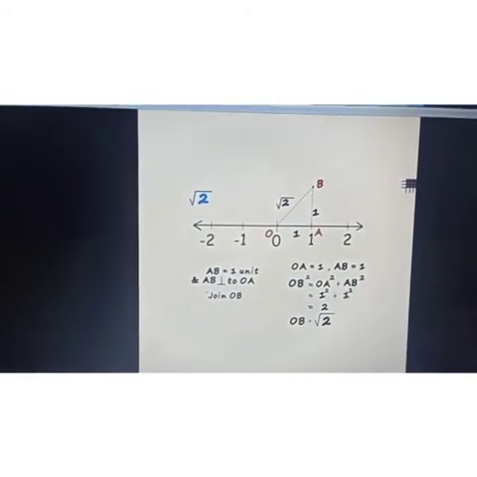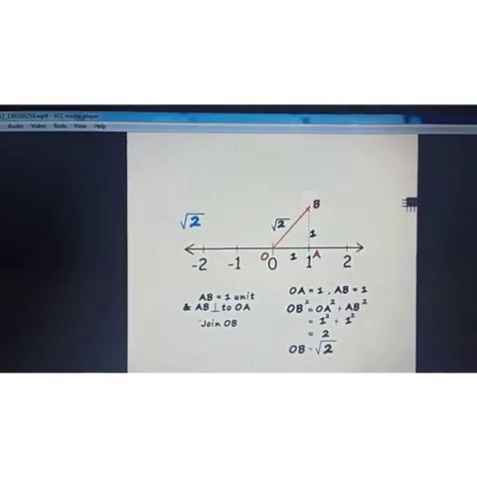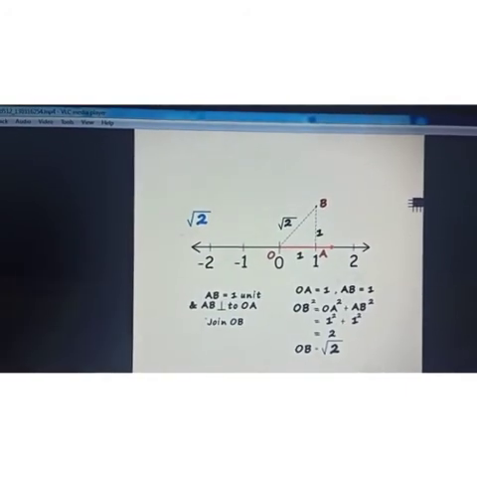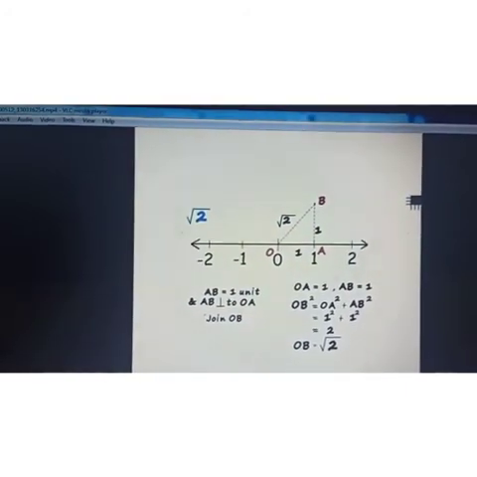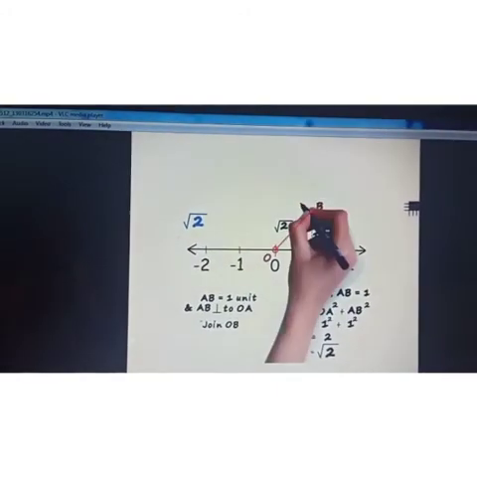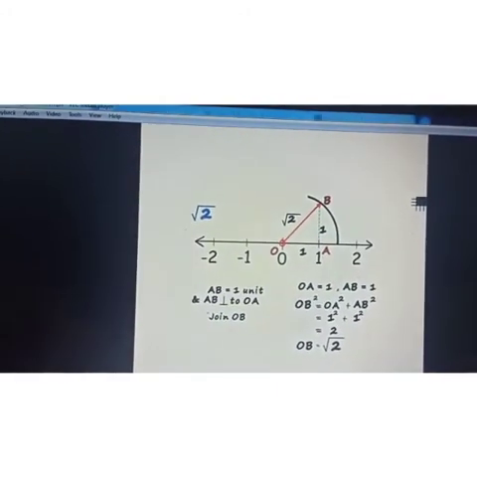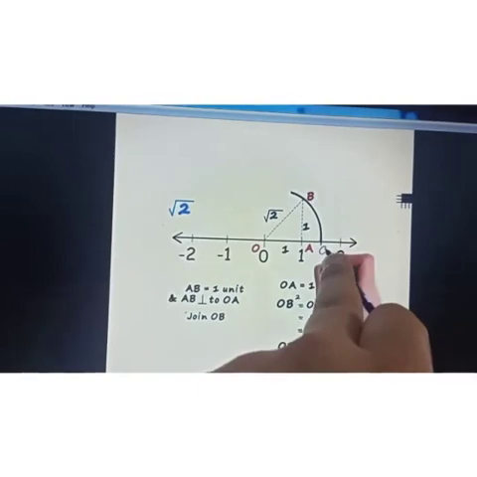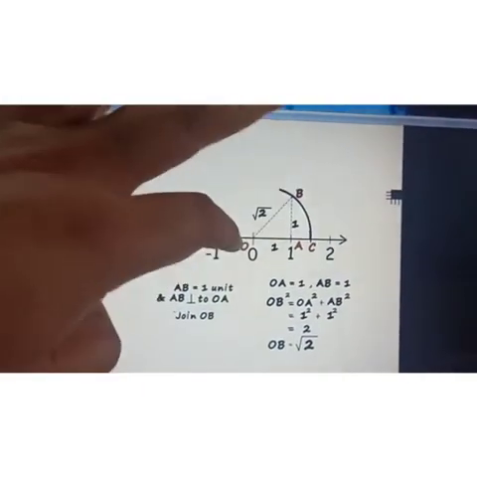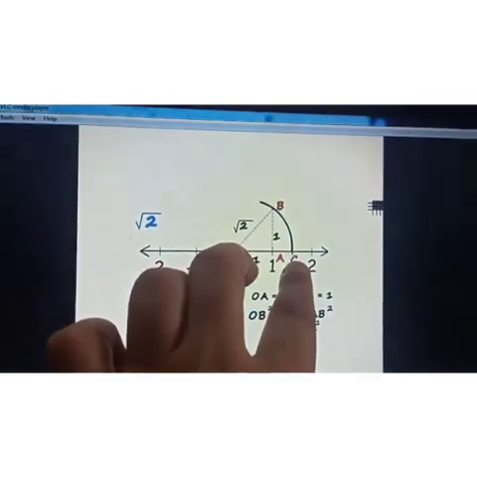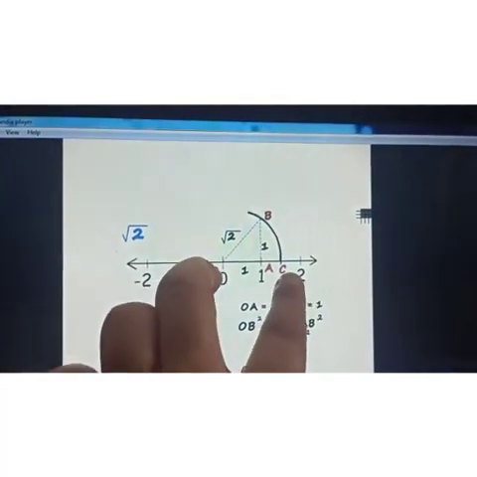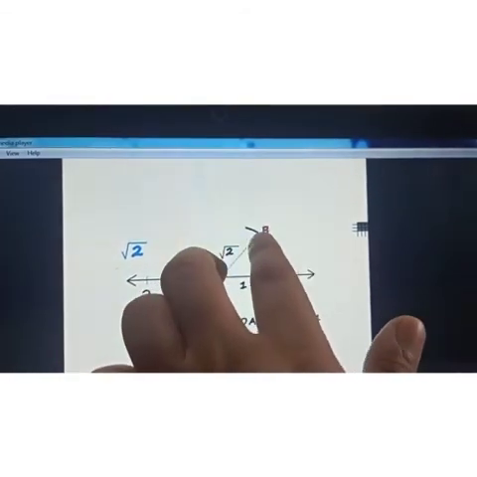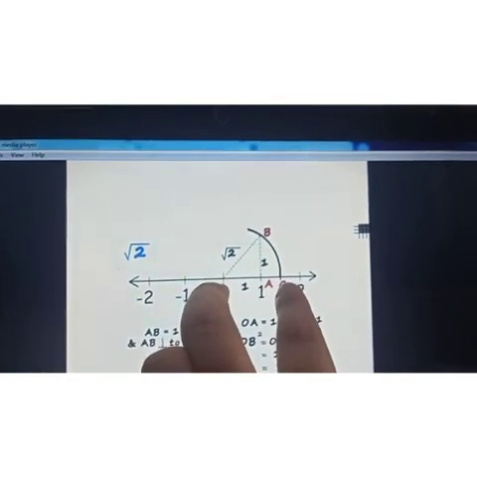You have marked the position of OB. Now from the point O, place the compass and slide it in such a way that it intersects this axis at point C. Remember students, the length of OB and the length of OC are equal because both are radii. So OC equals OB. And what is the value of OB? Root 2. So we get the position of root 2 here.